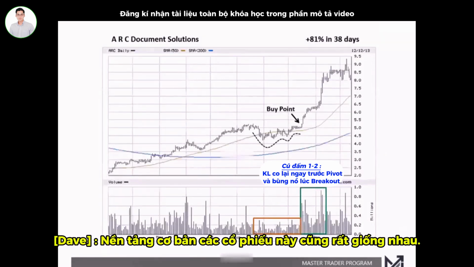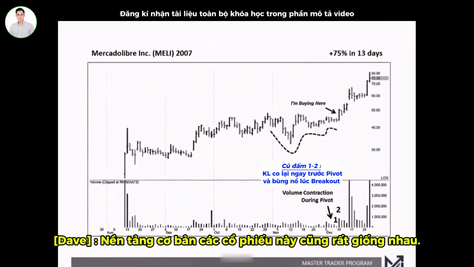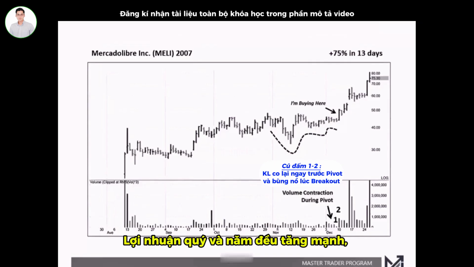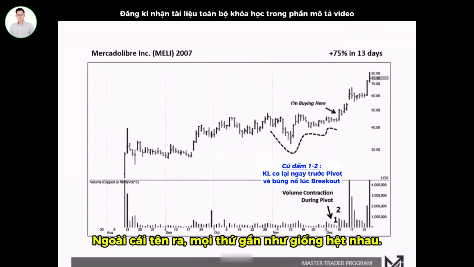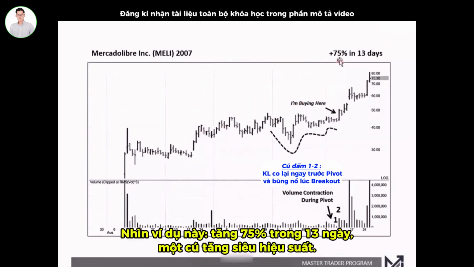And the information on these stocks is exactly the same. Most of them have very, very strong quarterly and annual earnings and all the CANSLIM characteristics, and they have similar patterns. The only thing that really changes is the name on top of the information. Everything else is basically the same over and over again. And look right here, 75% in 13 days. See, that's a super performance move.